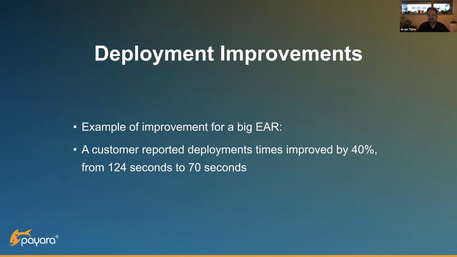Okay, one example of the improvement, the actual numbers, is that one customer reported the deployment times with Payara 5.184 improved by approximately 40%. Its deployment went from 124 seconds to 70. So that's quite a big difference, really.